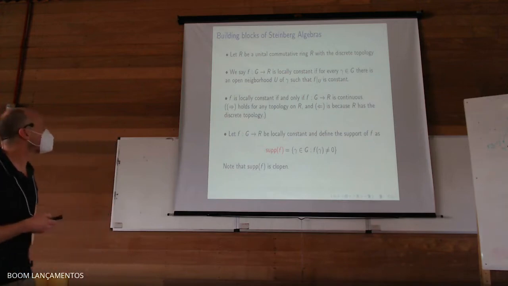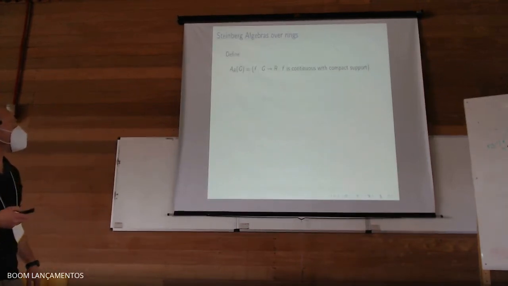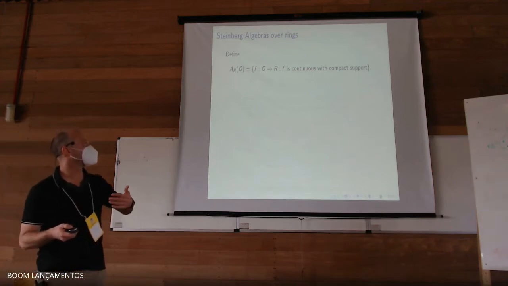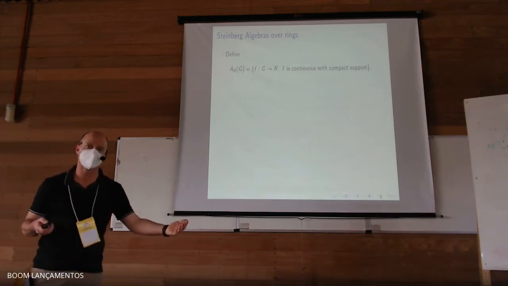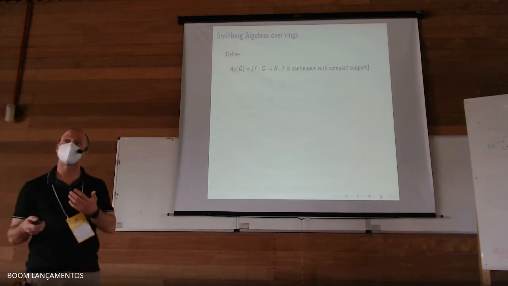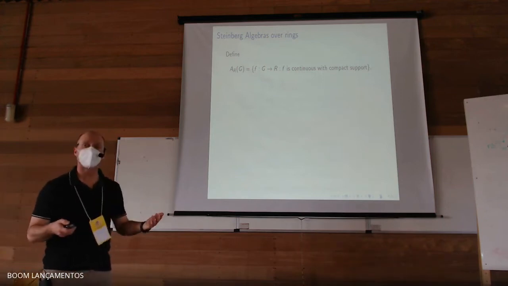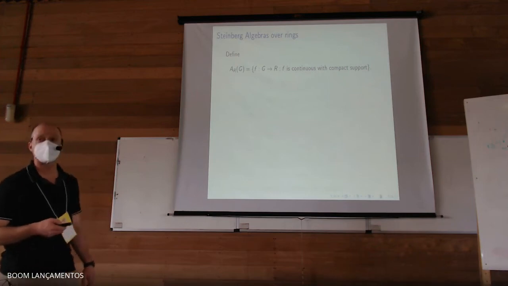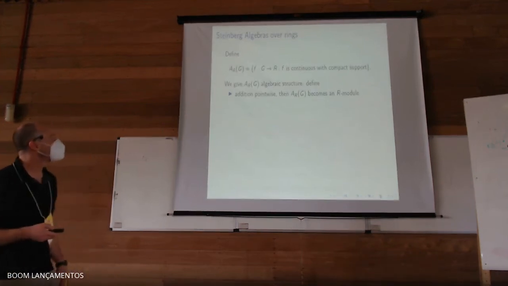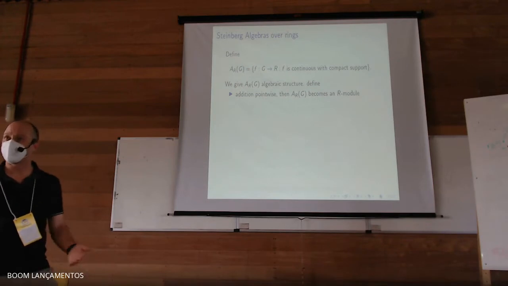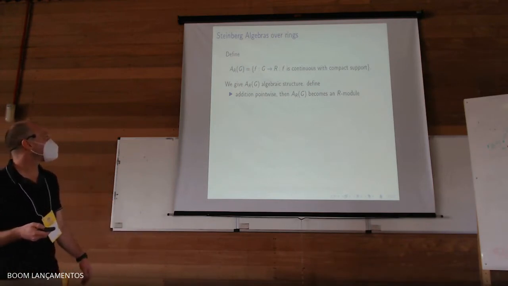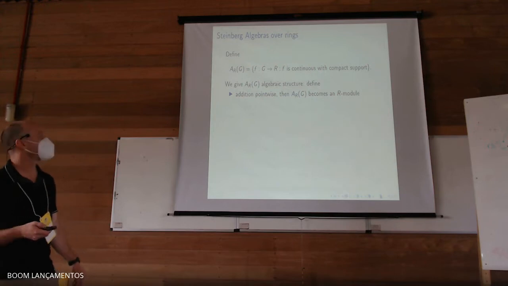So let's take A_R(G) to be all functions from G to R such that the function is continuous with compact support, or such that the function is locally constant with compact support. So how do we turn this into an algebra? Well, addition is defined pointwise. That's fairly straightforward. Then this A_R(G) becomes an R module.